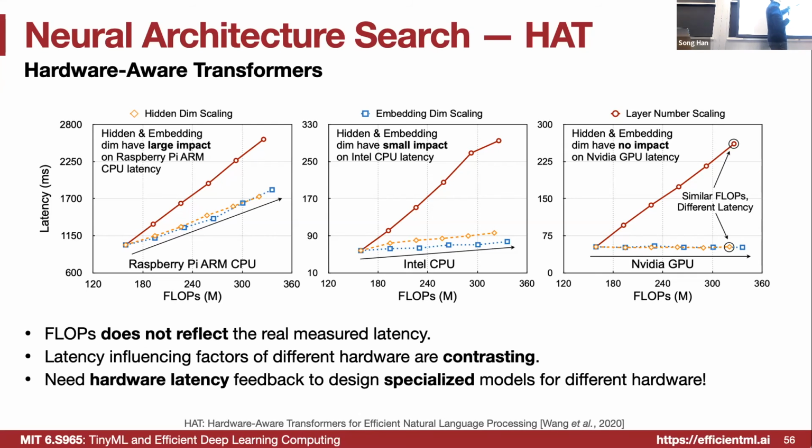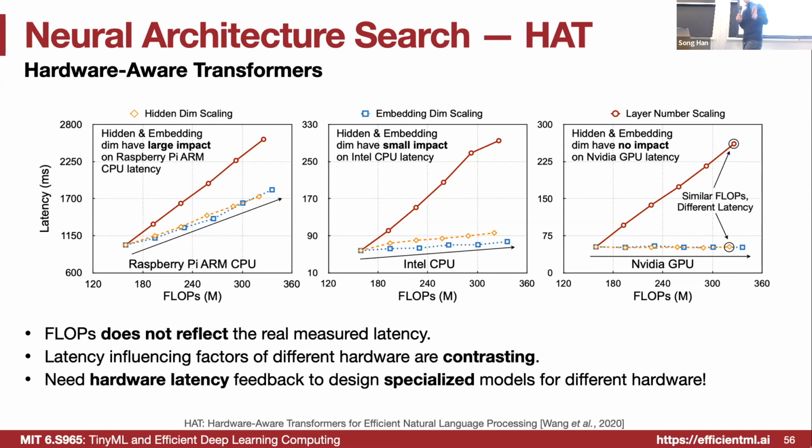On CPU and GPU, especially the GPU, scaling the hidden dimension or the embedding dimension almost has no effect on the latency, right? Since the NVIDIA GPU has such a large parallelism, if you are not feeding it with enough workload, it's going to get hungry. So scaling the hidden dimension and embedding dimension doesn't help with reducing latency. And it turns out scaling the layers can shrink or grow the latency very effectively, right?